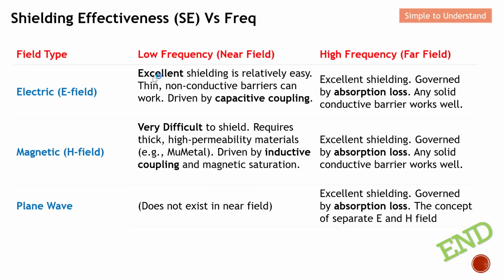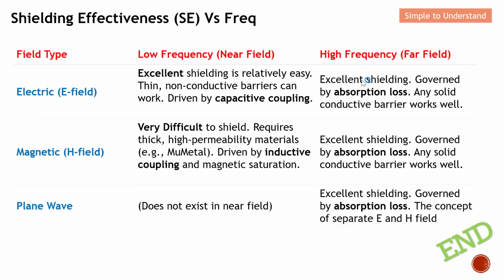We have excellent shielding, and in fact it is one of the easiest ways to shield, even with a very thin material. We need a conductive material, and this is driven by capacitive coupling. For high frequency, the E field shielding can be excellent. These two are the same when they are at far field. So this is excellent shielding.